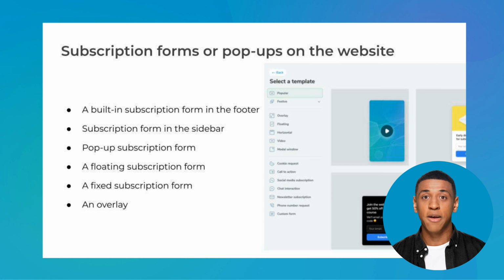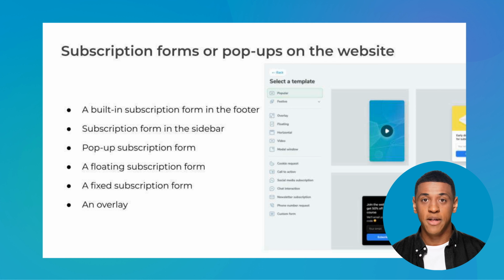Add a short title that explains why the user should subscribe to the newsletter and the value of your emails. If this is not necessary, it is better to use the minimum number of fields to fill in. Requiring a lot of input data can scare the user away. You can use different types of forms: a built-in form in the footer of the site or in a sidebar, a pop-up, a floating subscription form, or a fixed form on the top or bottom of the page.